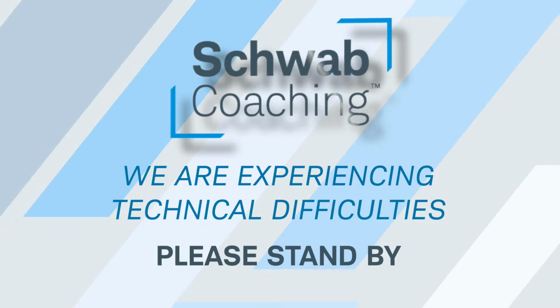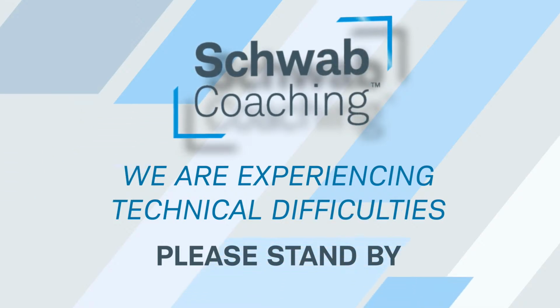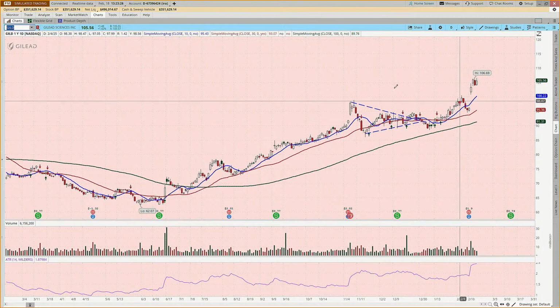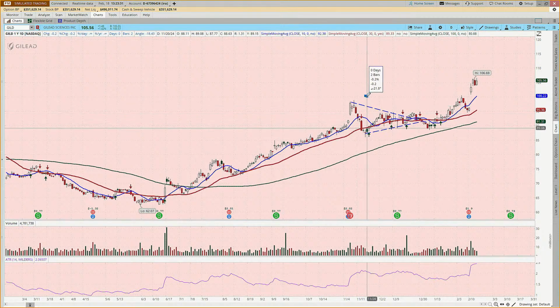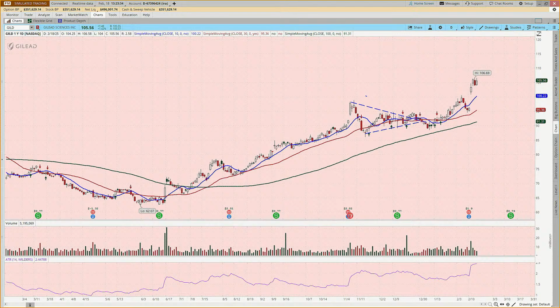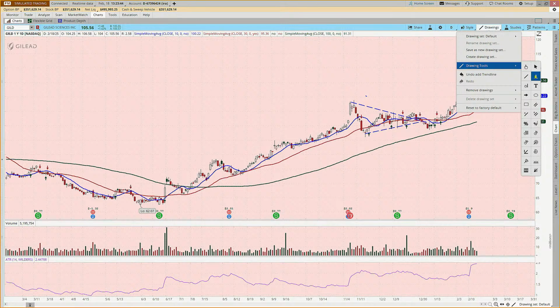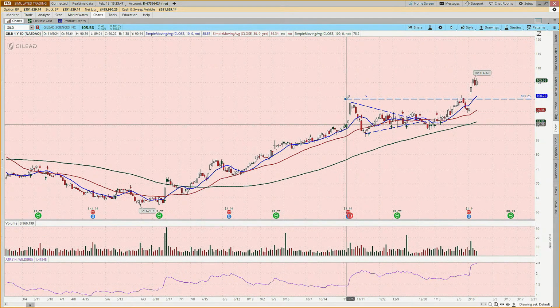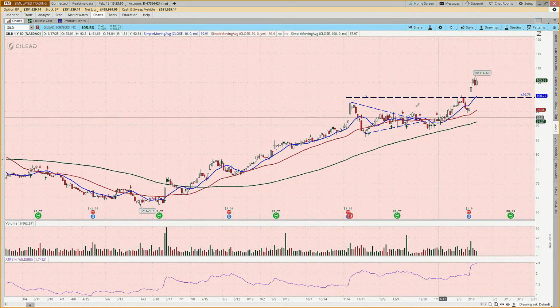Okay, so let's get right over to the platform. And so here is Gilead. I believe this was the stock that Brent was talking about when his internet service decided it was in need of a break. Let me move this out of the way. The line that he had drawn was here. And one of the things that he had noted was this was a resistance level.